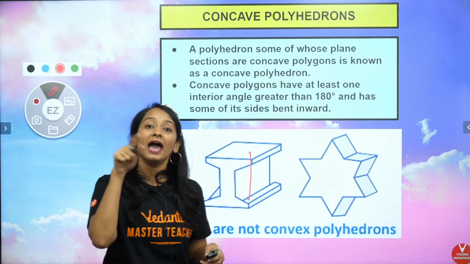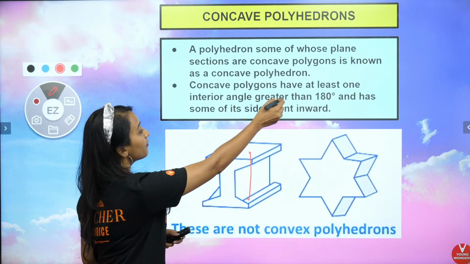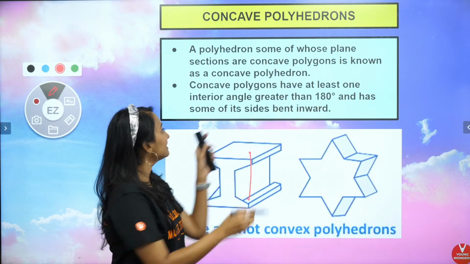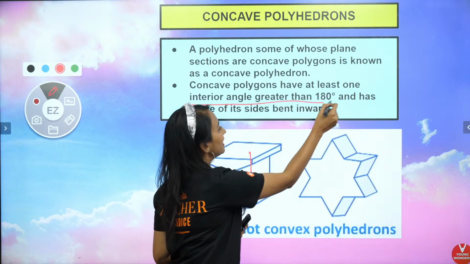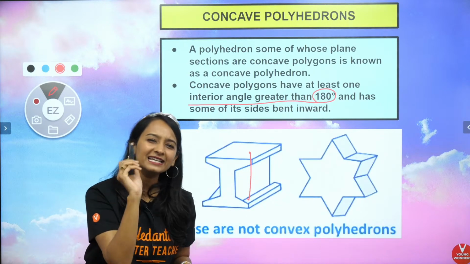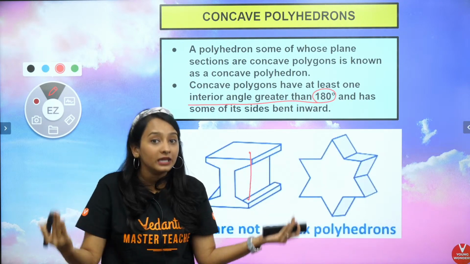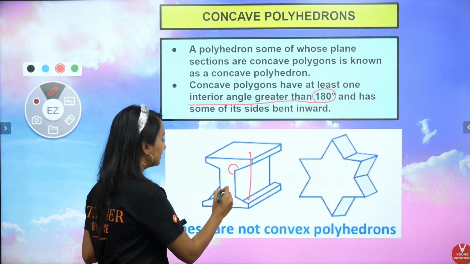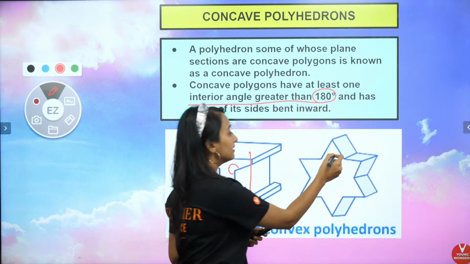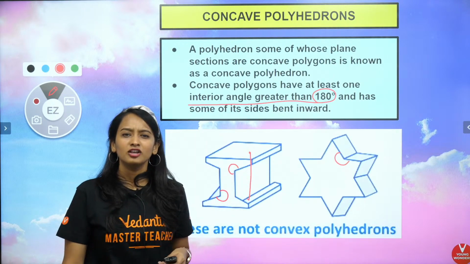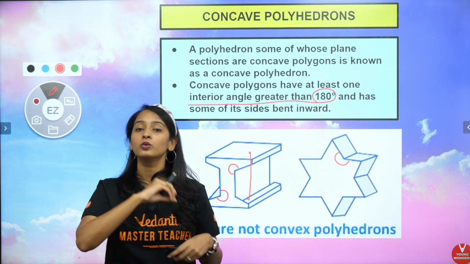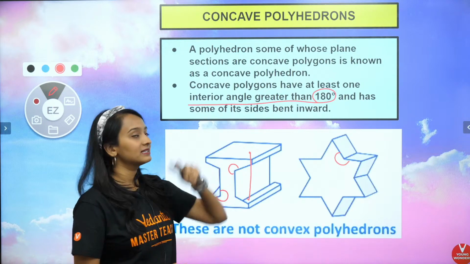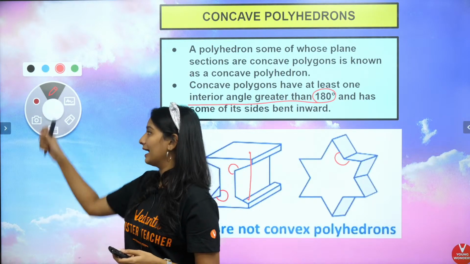This is one way. Another way is that concave polyhedrons, not polygons, polyhedrons, have at least one interior angle greater than 180. At least one. मतलब एक से ज़्यादा भी हो सकता है. But as you can see here, this is an angle which is greater than 180. This is the angle which is greater than 180. This is the angle which is greater than 180. So there is at least one angle here which is greater than 180. And that's when you know that it is a concave polyhedron, right?